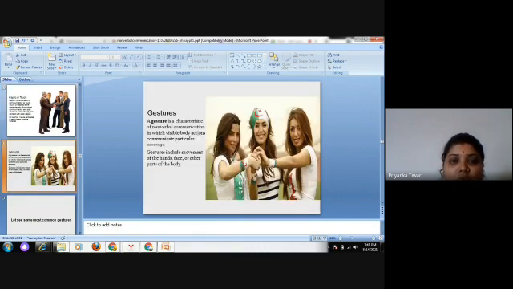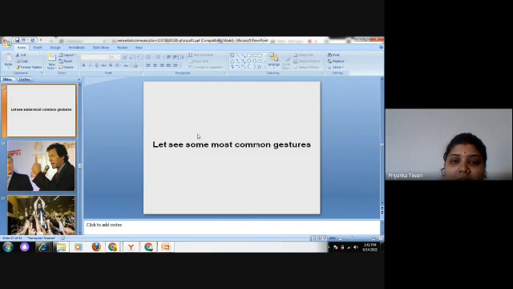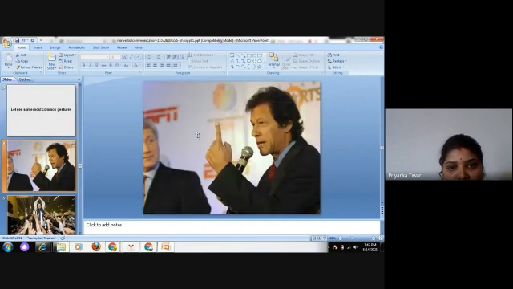Gesture. A gesture is a characteristic of non-verbal communication in which visible body actions communicate a particular message. This is also a very important part of communication. Gestures include movement of the hands, face, or other parts of the body. And let's see some of the most common gestures.